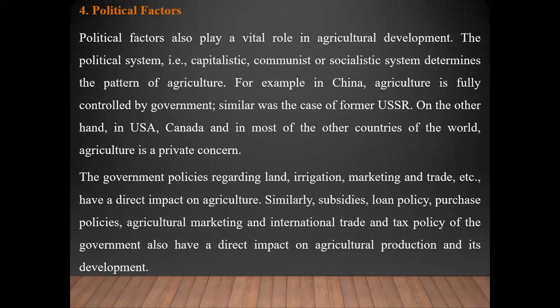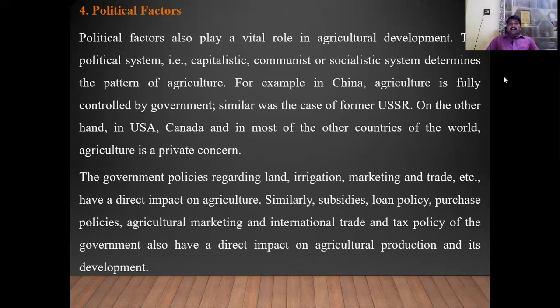And the fourth factor is political factors. Political factors also play a vital role in agriculture development. The political system, that is the capitalistic, communistic, or the socialistic system, determines the pattern of agriculture. For example, in China, agriculture is fully controlled by the government. Similar was the case of the former USSR. On the other hand, in USA, Canada, and in most of the other countries of the world, agriculture is a private concern.